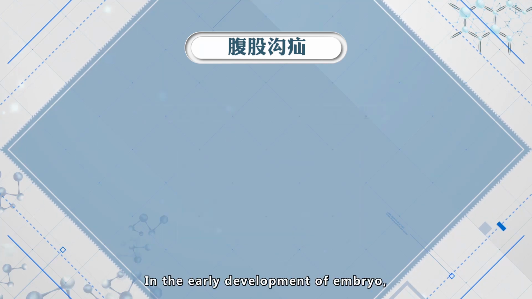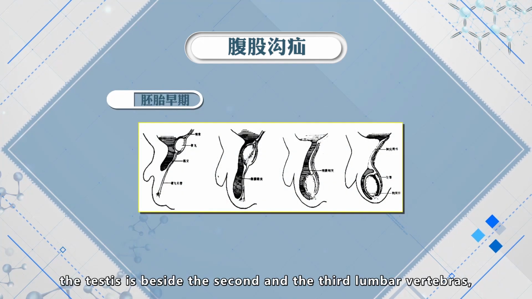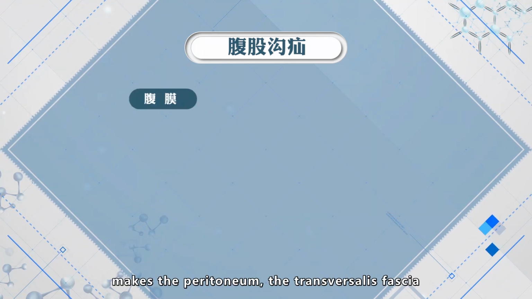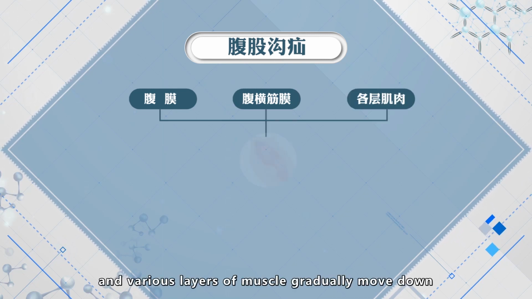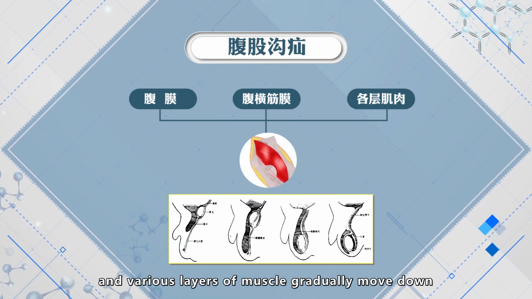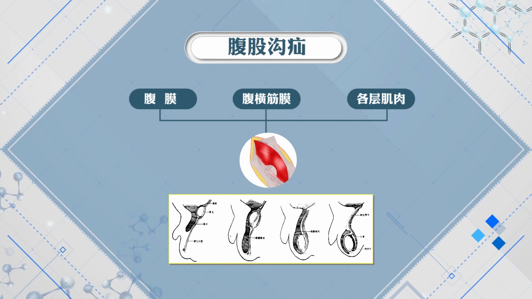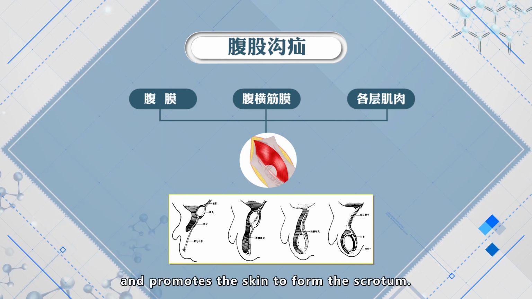In the early development of the embryo, the testis is beside the second and third lumbar vertebrae, then descends gradually, making the peritoneum, the transversalis fascia and layers of muscle gradually move down through the inguinal canal in the meantime, and promotes the skin to form the scrotum.